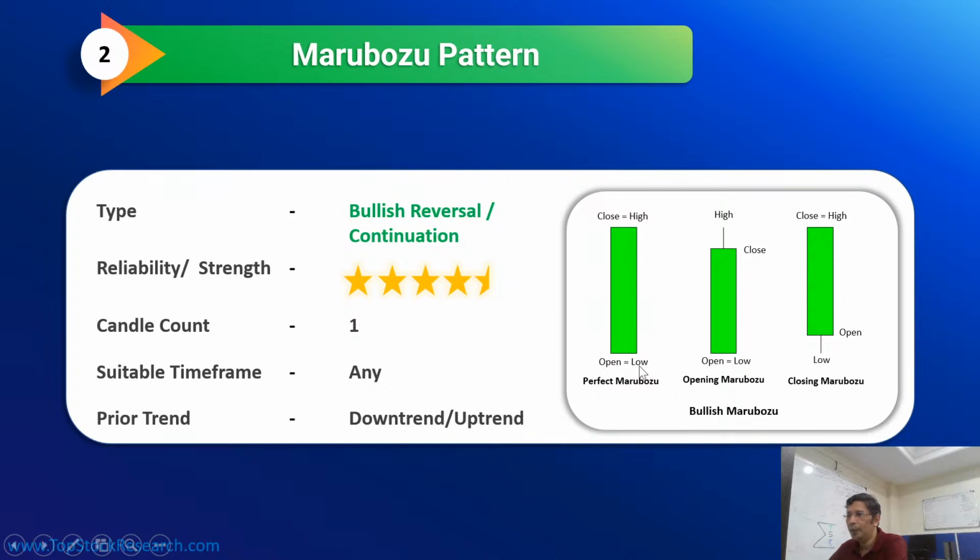in this case, open is equal to low. That means the market started at this point. It moved only in one direction and closed at the high. And if this candle is long, it should give you better confirmation or better confidence.